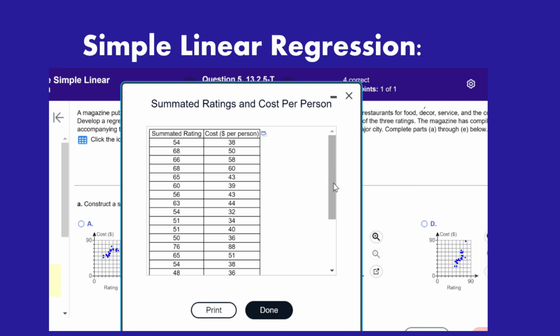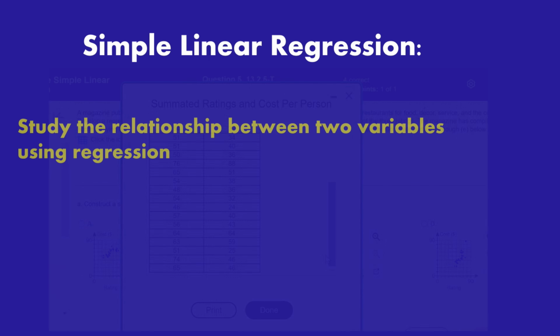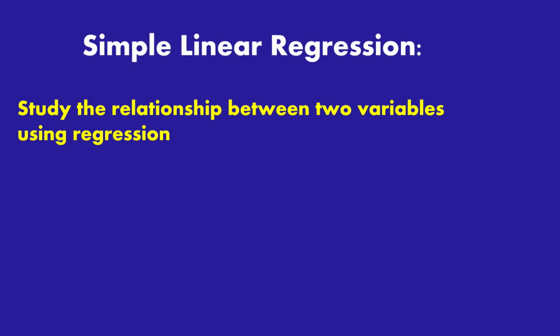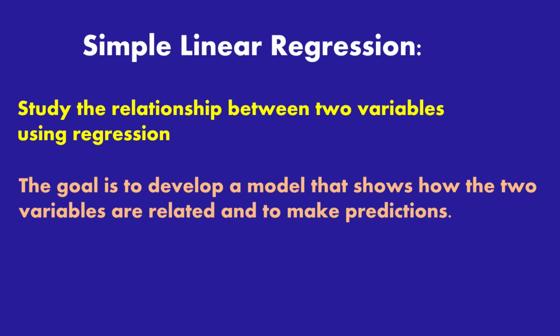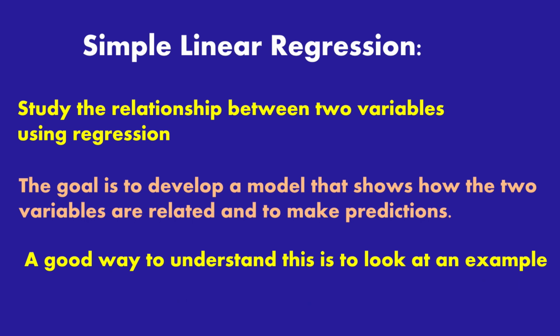In simple linear regression, we use regression to study the relationships between two variables. The goal is to develop a model that shows how the two variables are related and to make predictions. A good way to understand this is to look at an example.